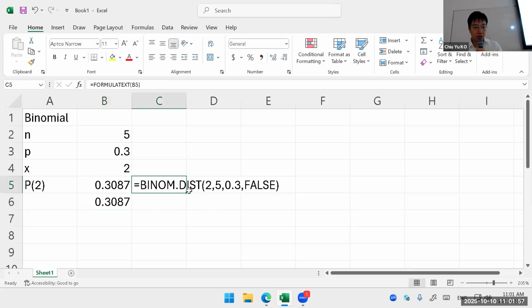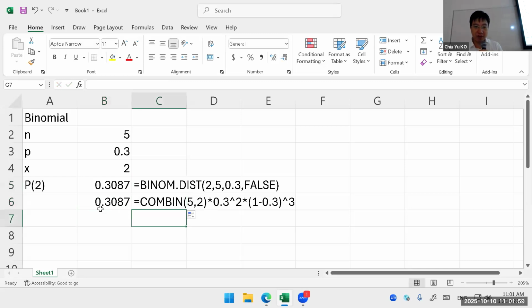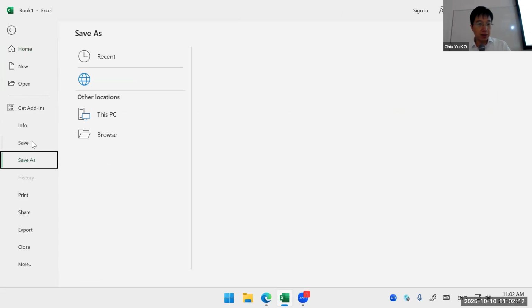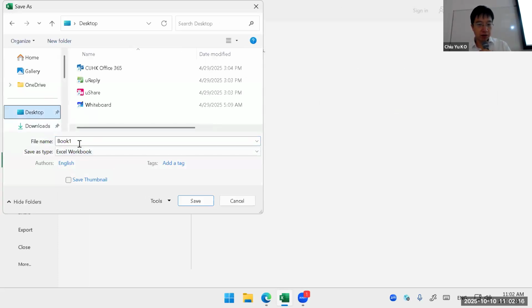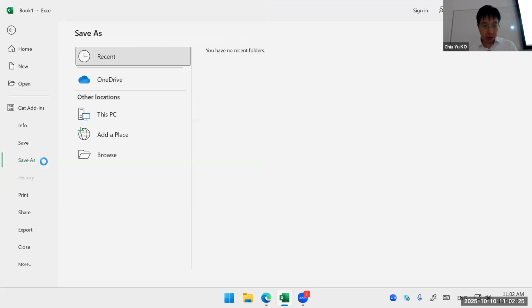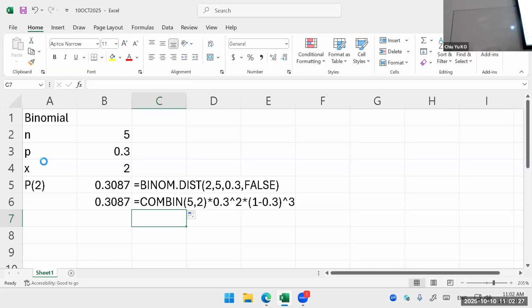Either way you do, it's the same, because this is the formula in the slide. Is that clear? So this is how we get the binomial. Is that okay? Let me save this file on the desktop first. Okay, so this is the P.